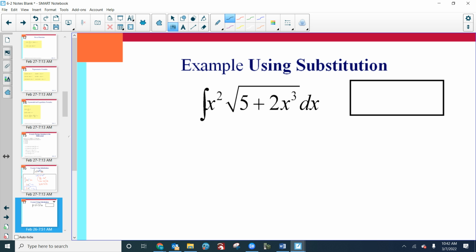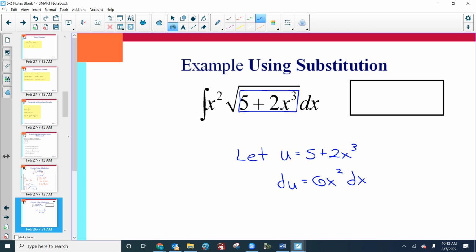Okay. So I'm going to try to take that whole chunk and call it u. So let u equal 5 plus 2x cubed. What is du equal to then? Remember, we've already multiplied the dx over. What's du? What's the derivative of u? 6x squared dx. Agree?